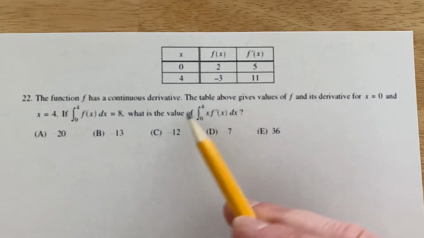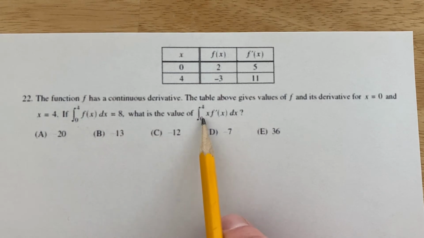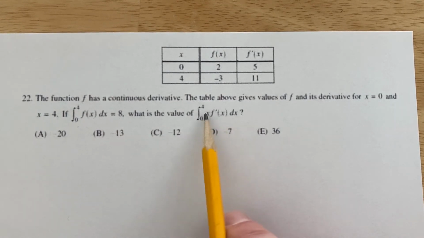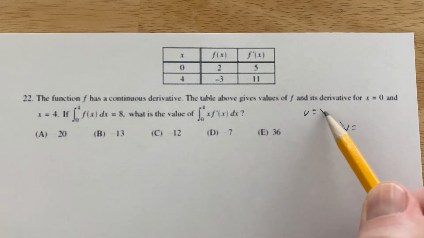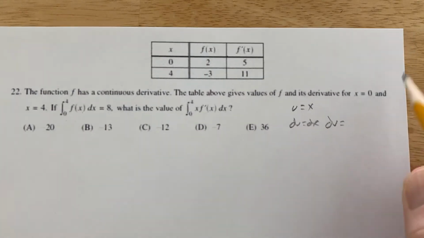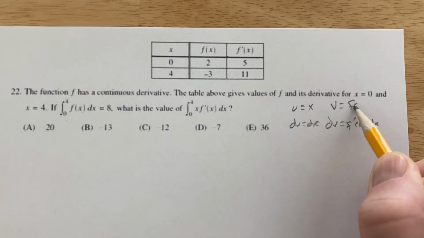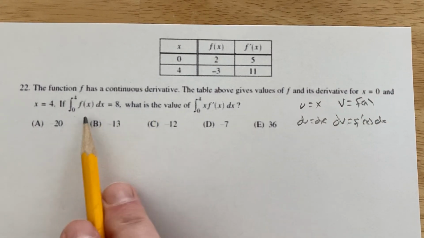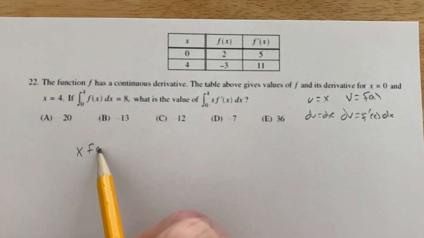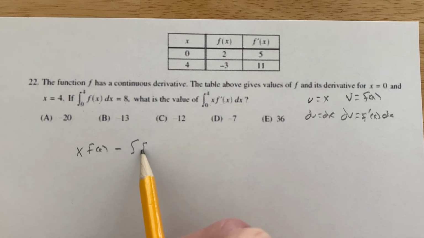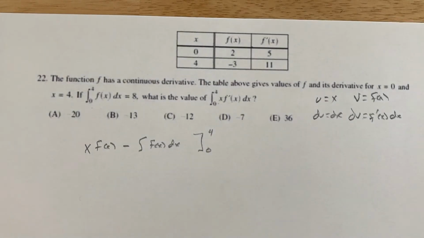22 here gives us quite a bit of information, a table. It tells us that the integral from 0 to 4 of f is 8, and then wants to know what's going on with x f prime. So this is a by parts, all right? We've got a u, we've got a dv. Our u is going to be x, which means du will be dx. Our dv will be f prime x dx, which means v will be f of x. So then this integral will equal x times f of x minus the integral of f of x dx, and we're doing that from 0 to 4.